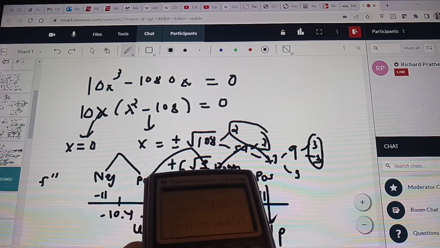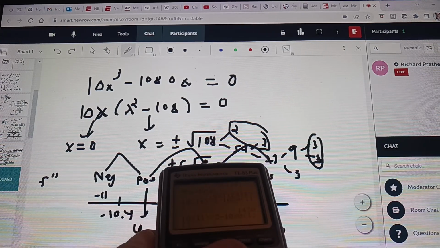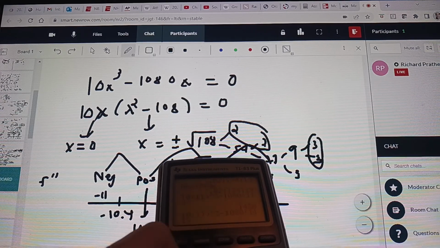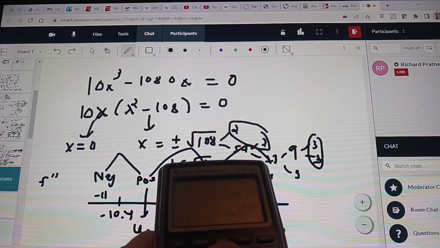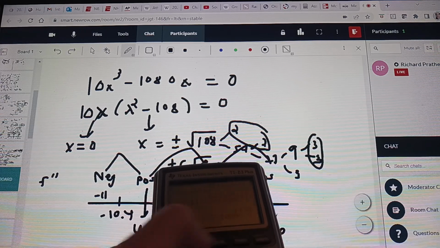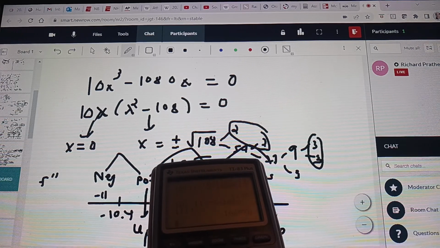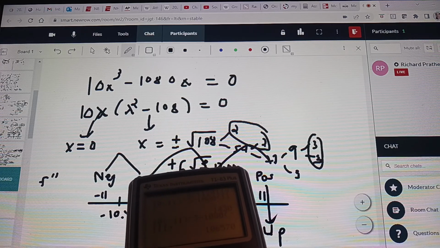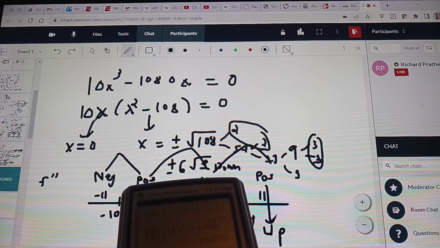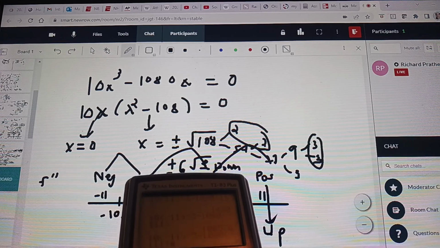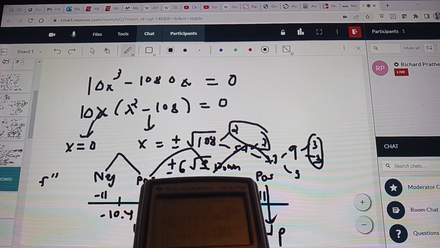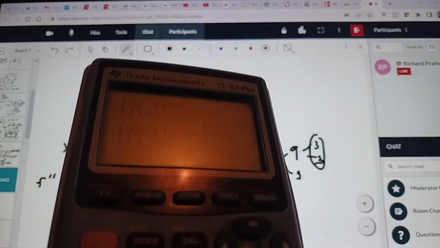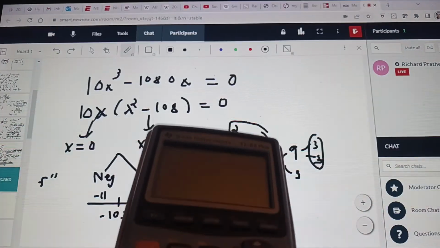So if I plug in negative 11, 10 times negative 11 to the third, minus 1080, oh, I did type that wrong, okay, times negative 11. Yeah, see, it is negative. So then you're concave down again.